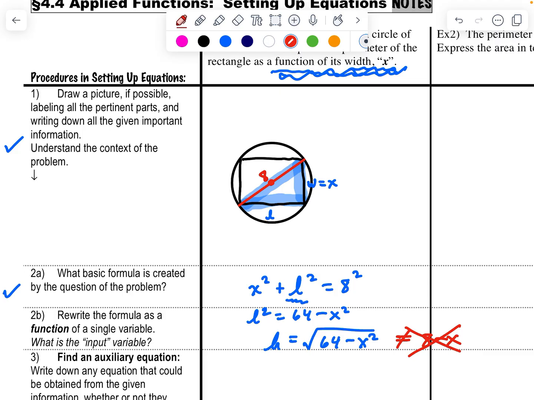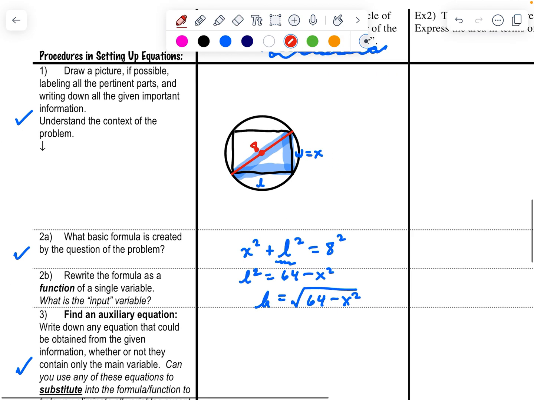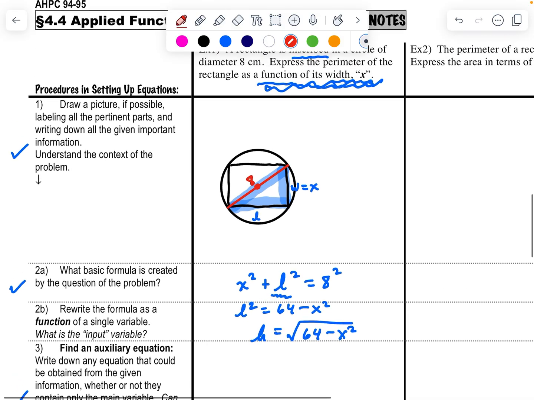Do not make that mistake. Simple reason, order of operations: you have to subtract before you take the square root. So do not make the mistake of simplifying this. If you're also wondering why I didn't put plus or minus, reminder that it's a length and length can't be negative.